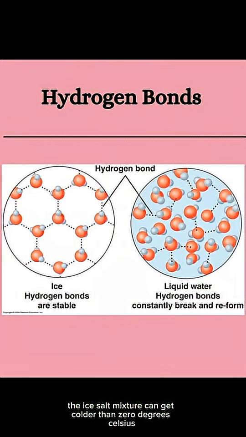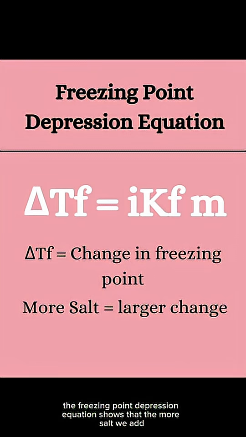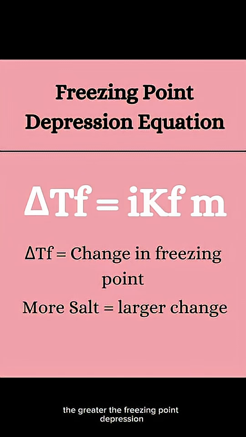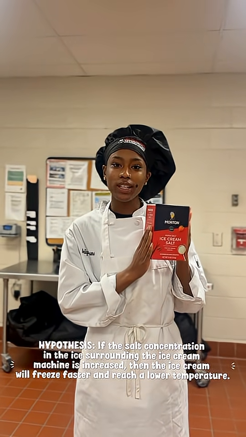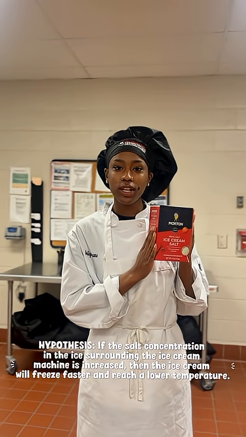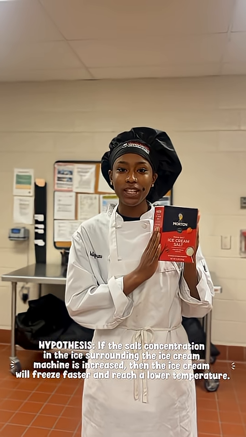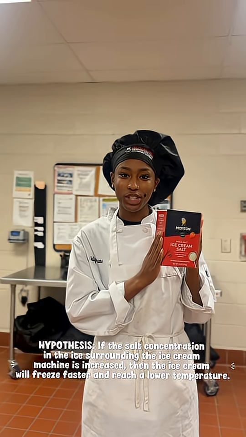Because of this, the ice-salt mixture can get colder than 0 degrees Celsius. As the ice melts, it absorbs heat from the ice cream mixture, allowing it to freeze. The freezing point depression equation shows that the more salt we add, the greater the freezing point depression, which makes the mixture even colder, allowing it to become ice cream. If the salt concentration in the ice surrounding the ice cream machine has increased, then the ice cream will freeze faster and reach a lower temperature.